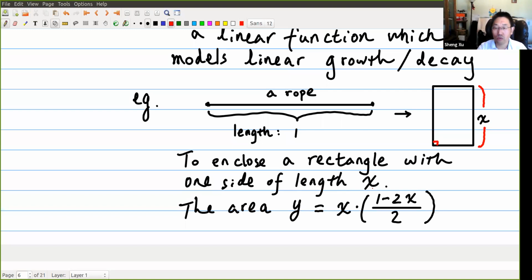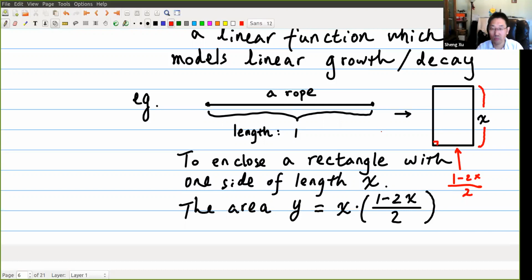So I ask you, what's the area of this rectangle? You can write down this area in terms of x. Simple. I know how to compute the area of a rectangle. I know one side length, and I need the other one. But I know the perimeter of this rectangle is one, the whole rope. So the other side is one minus two x divided by two. Then the product of these two gives you the area, y equals x times (one minus two x) over two. See, that's a model. Now I can model the area of this rectangle, formed by this rope, as a function of one side length x.